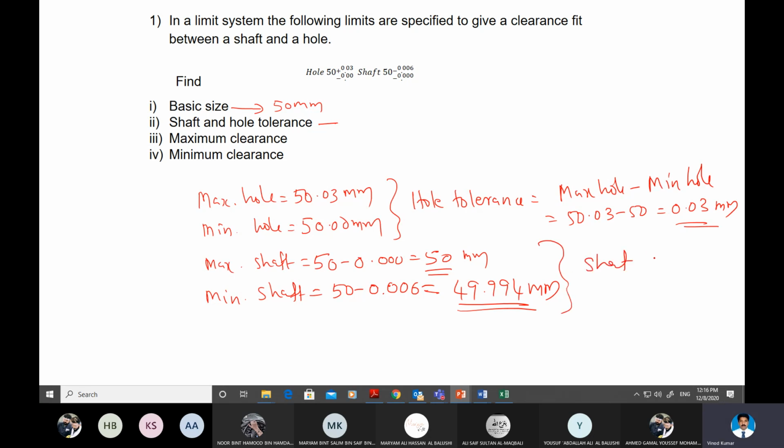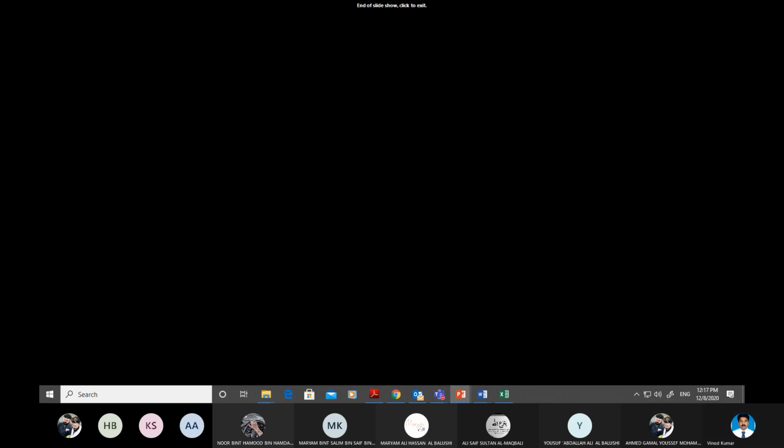Similarly, the shaft tolerance. How to find the shaft tolerance? It is equal to 50 minus 49.994, which equals 0.006.